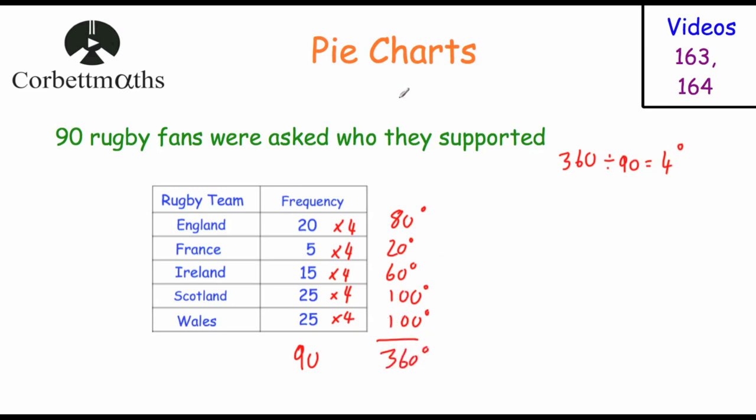And that's it. So whenever you draw a pie chart, you need to add up the frequencies, then divide 360 by the total frequency to find the number of degrees per person or per item or whatever you're looking at, and then multiply all the frequencies by that number to find the angle you should draw.